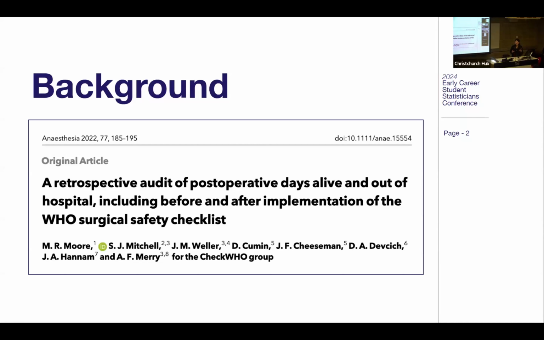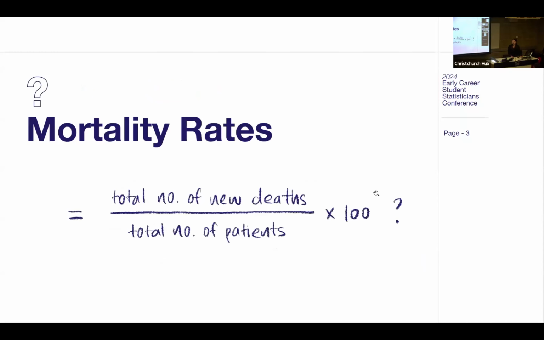I couldn't really grasp what the problem was initially, because my understanding of mortality rates from textbooks and lecture slides was simply counting the number of new deaths and dividing it by the number of total patients within the given time frame. But unfortunately, it's not as simple as that.